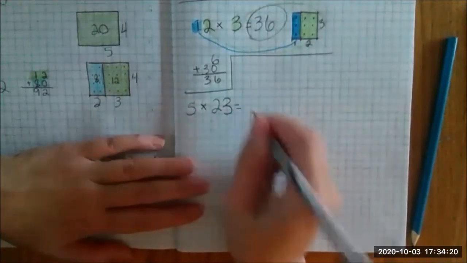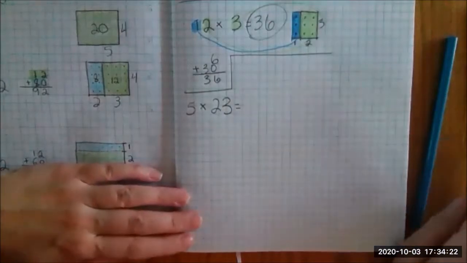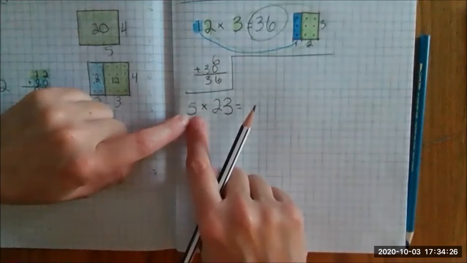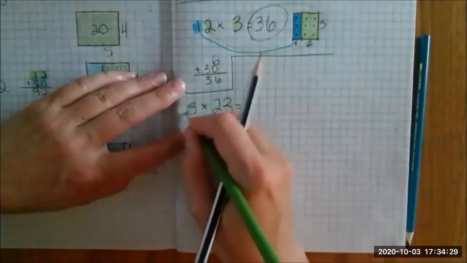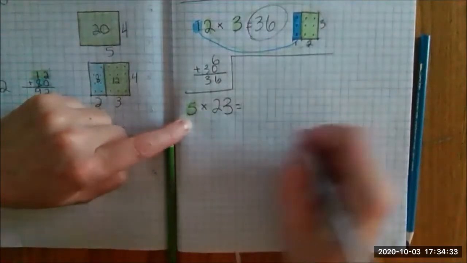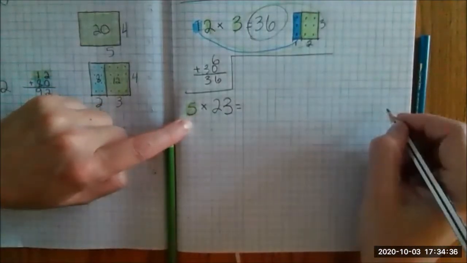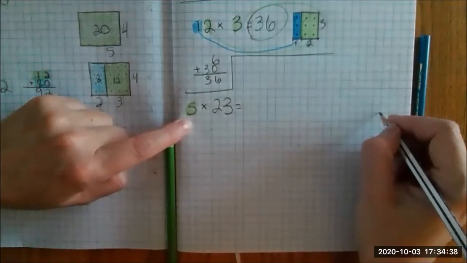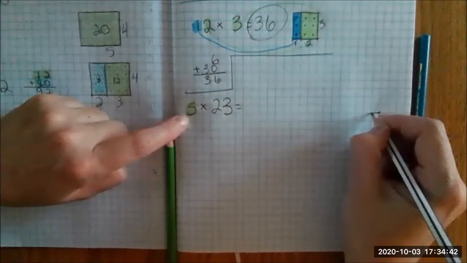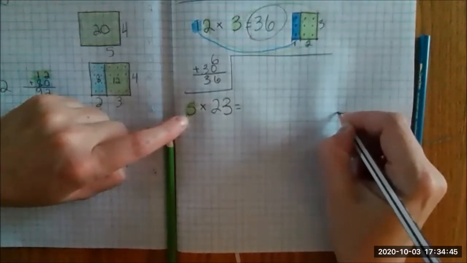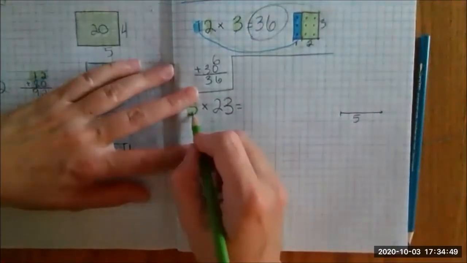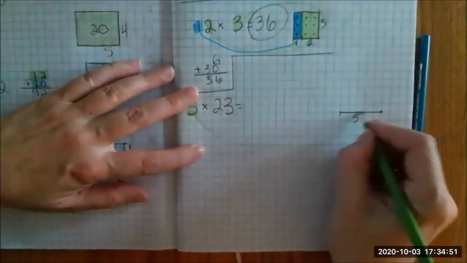5 times 23. So we're going to look at this one. 5 is our multiplicand. So that's the number that goes on the bottom. The multiplicand, the first number, goes on the bottom. So let's start. I'm going to move us over this way a little bit. Starting from this point, I'm going to count 5. 1, 2, 3, 4, 5. That is our multiplicand, and it goes right there. And those are units.